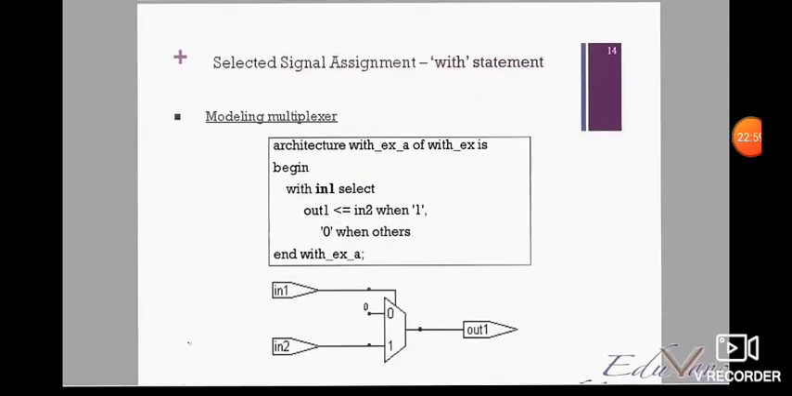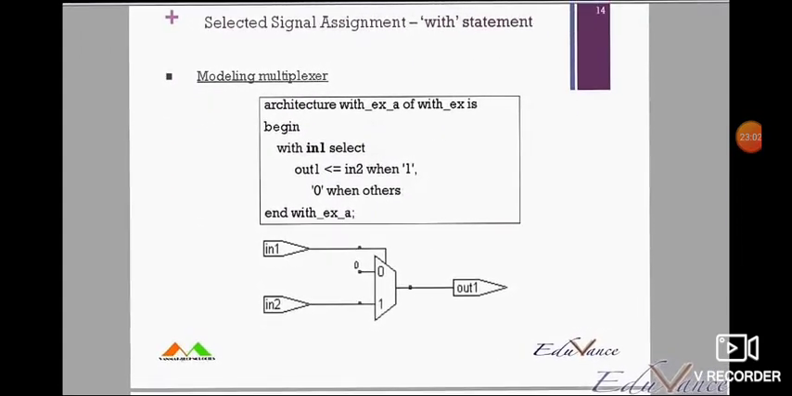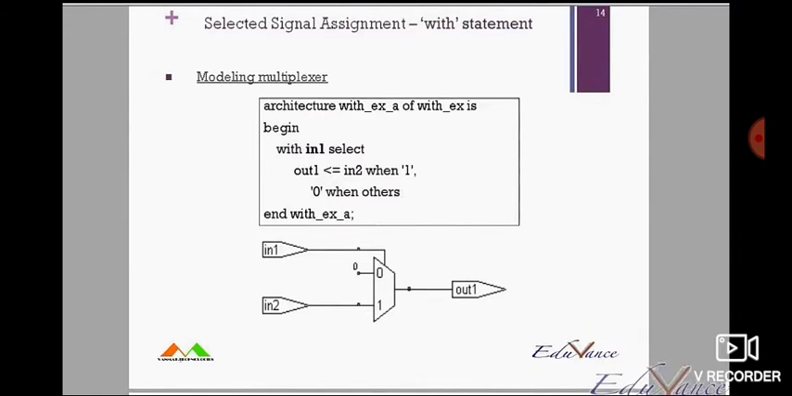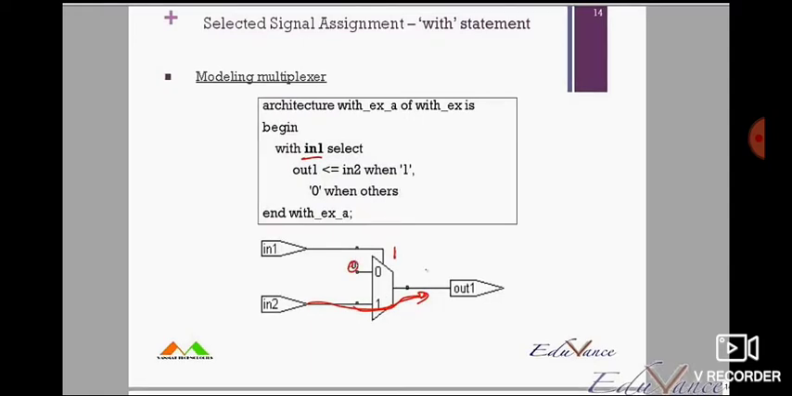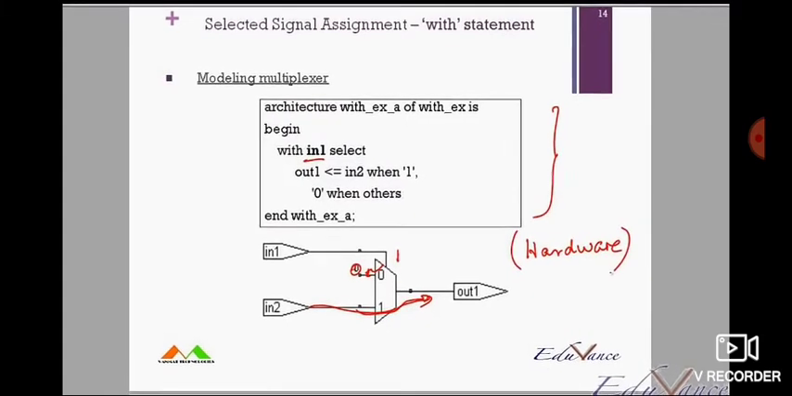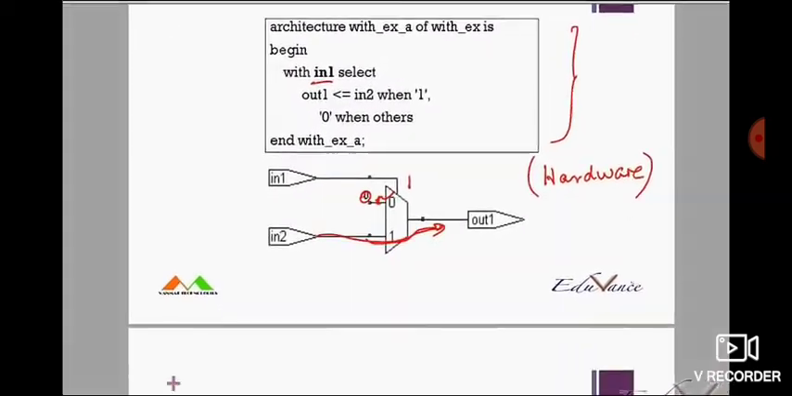So let's look at how you would make a 2:1 multiplexer with a with select. So with your in 1 I would select, your out will get input 2 when my input 1 is 1, else it is 0 when others, basically the other default value. This is quite straightforward, but it's important to understand what the hardware is going to be. And obviously we will see this in a lab session as well.